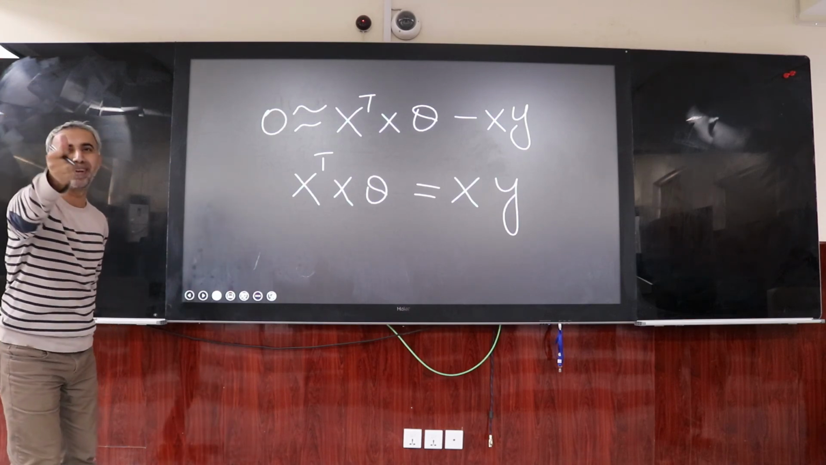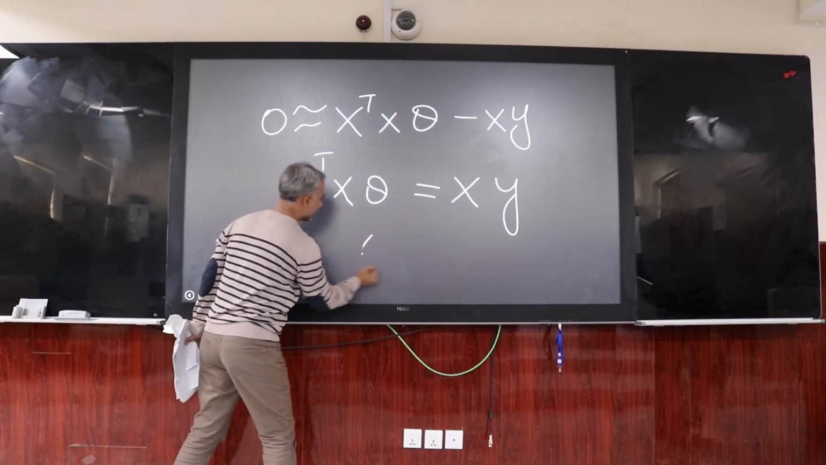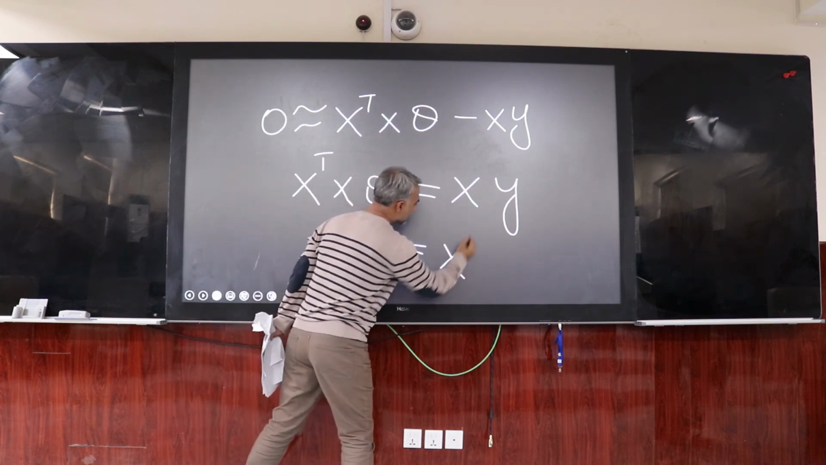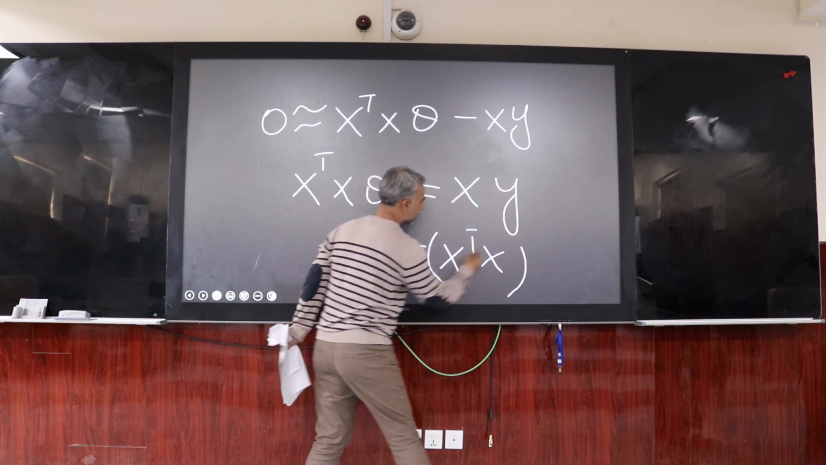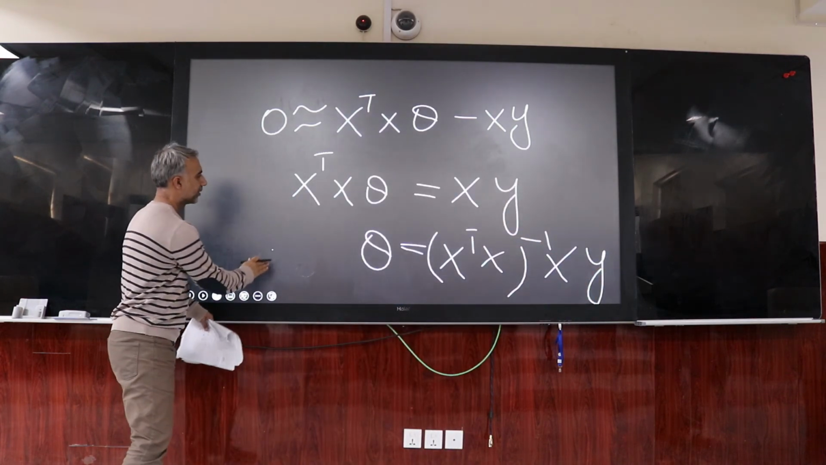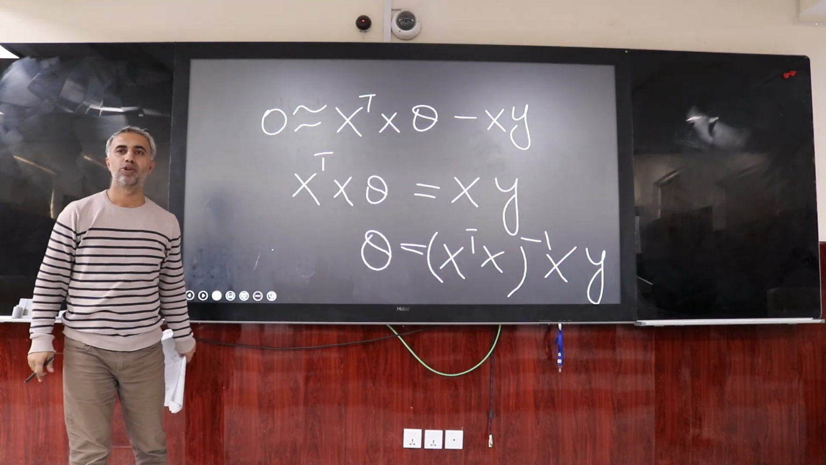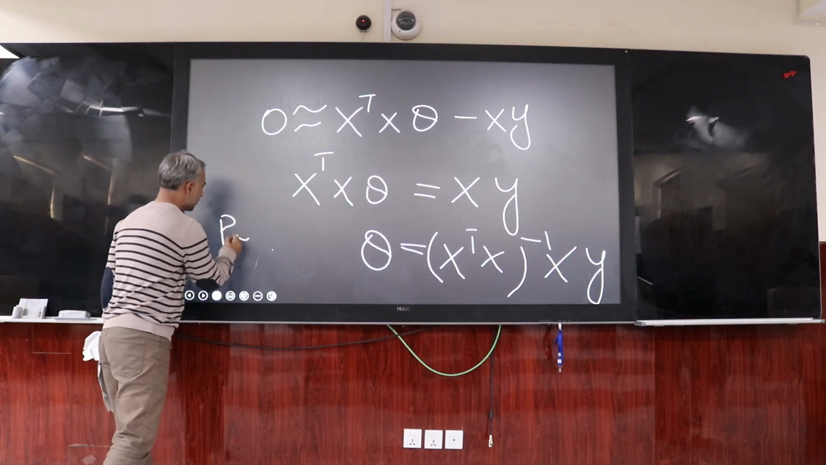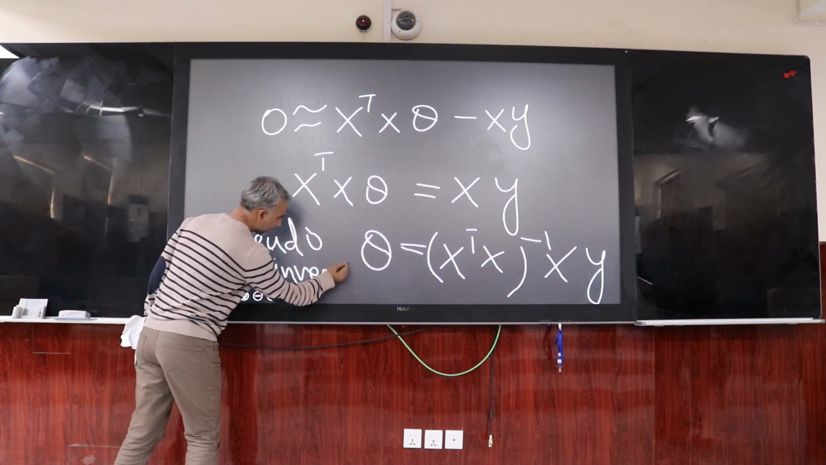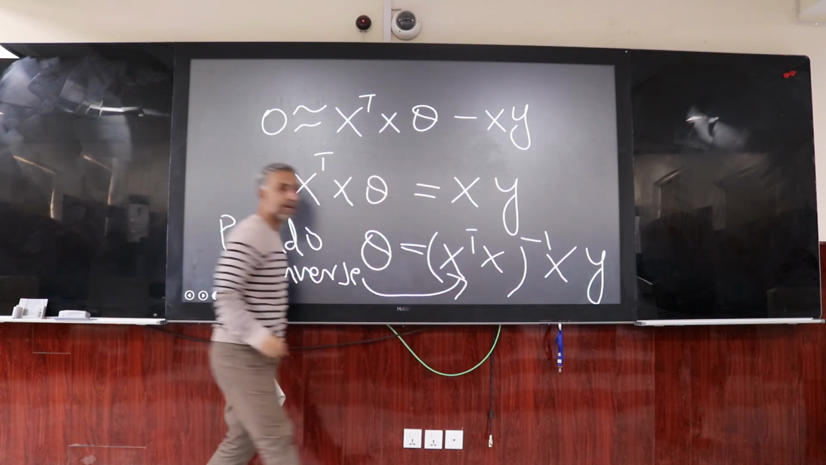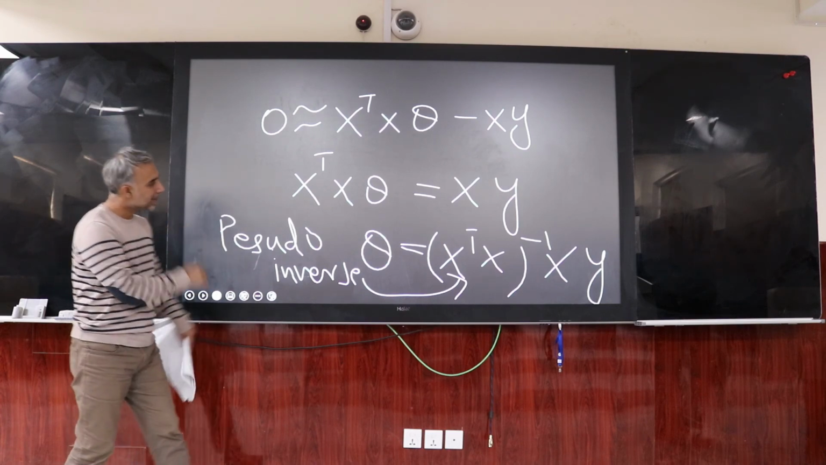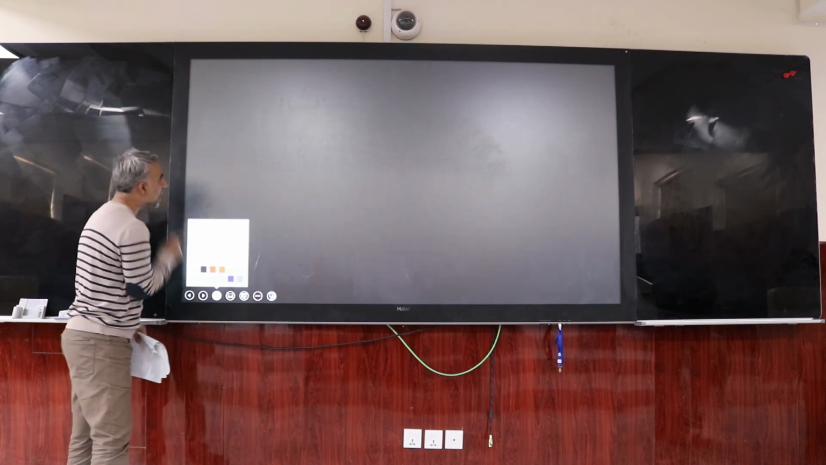Just a last second, please. I am so sorry. So you can write theta equals x transpose x inverse x transpose y. This is your pseudo inverse. Yes, yes, I will explain it in detail later. I will explain this value of the theta weight parameter in my next lecture.